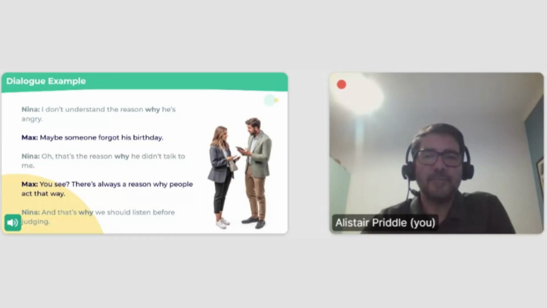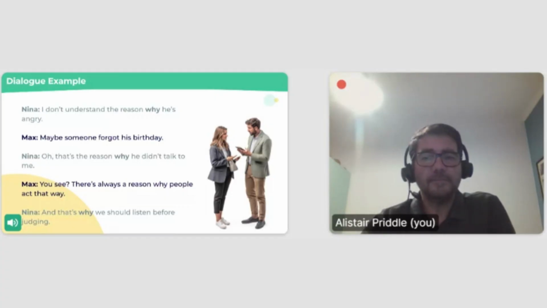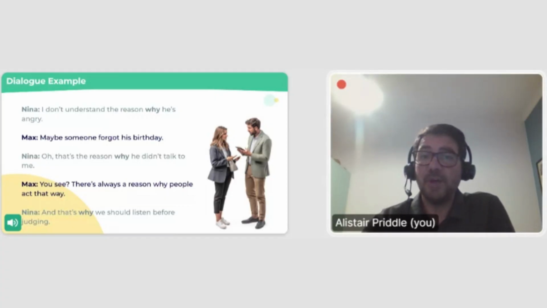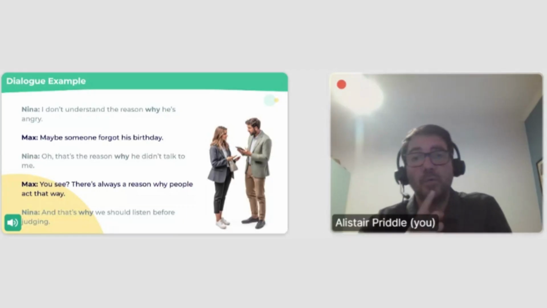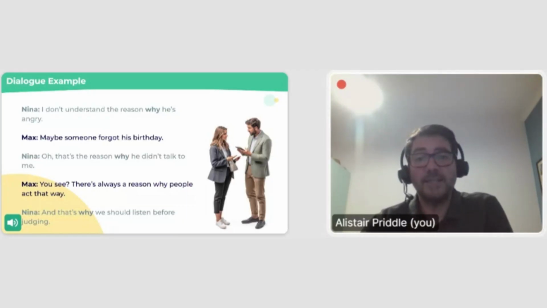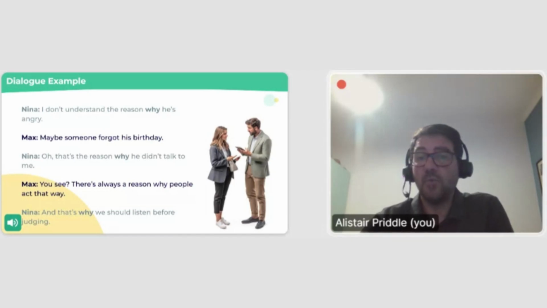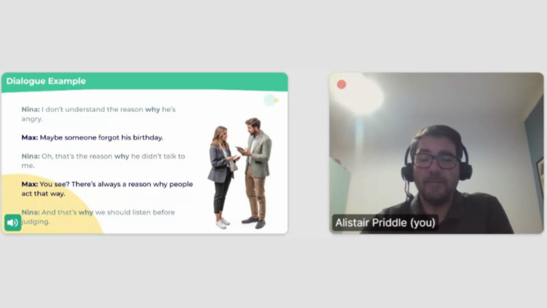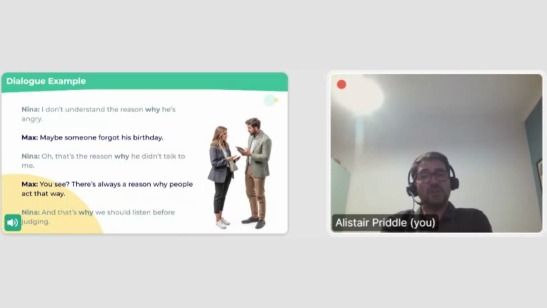Nina: I don't understand the reason why he's angry. Max: Maybe somebody forgot his birthday. Nina: Ooh, that's the reason why he didn't talk to me. You see, there's always a reason why people act that way. And that's why we should listen before judging.